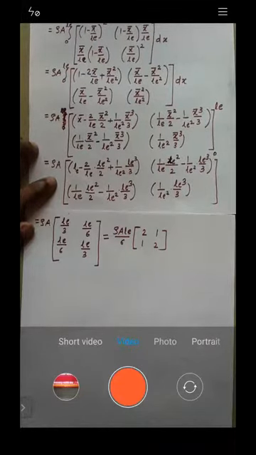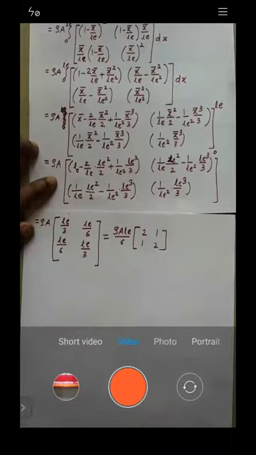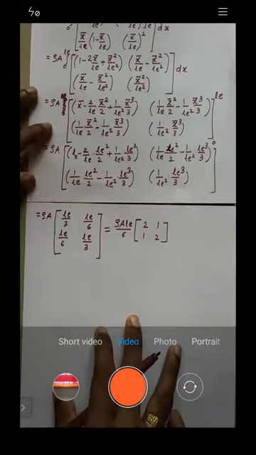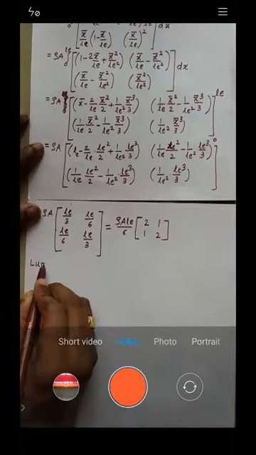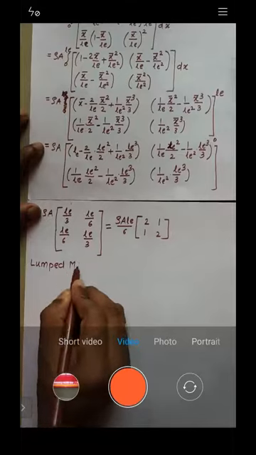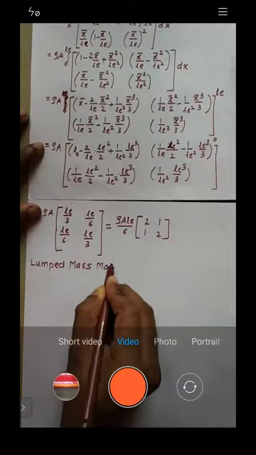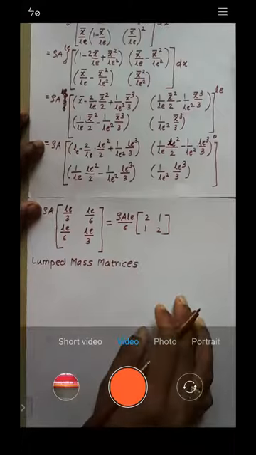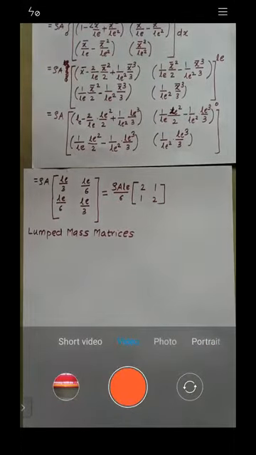Yes, sir. Now see, as I told you, this is one concept, the consistent mass matrix. There is one more concept that is called the lumped mass matrix. Now, what is that lumped mass matrix? Try to understand. In the lumped mass matrix, it is assumed that the mass is equally distributed over its nodes. If you talk about consistent, the mass is consistently distributed throughout the element.